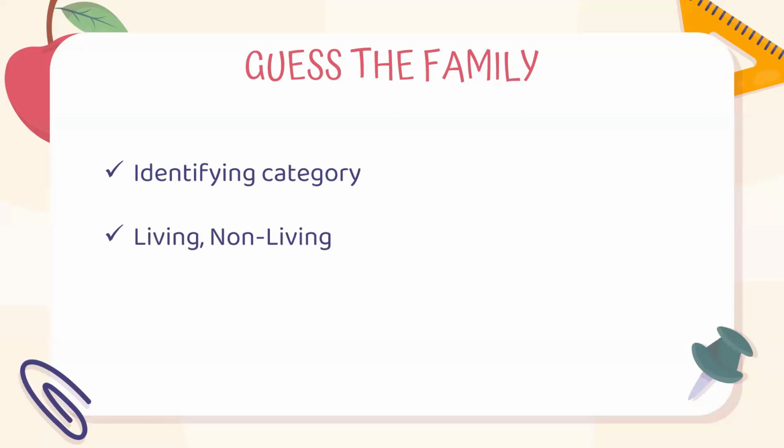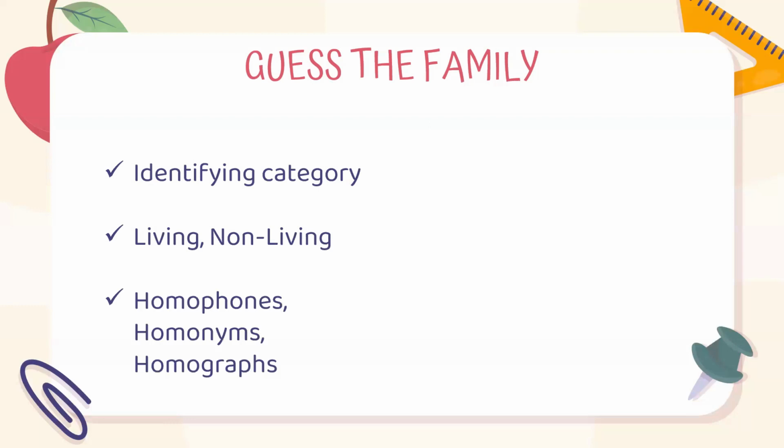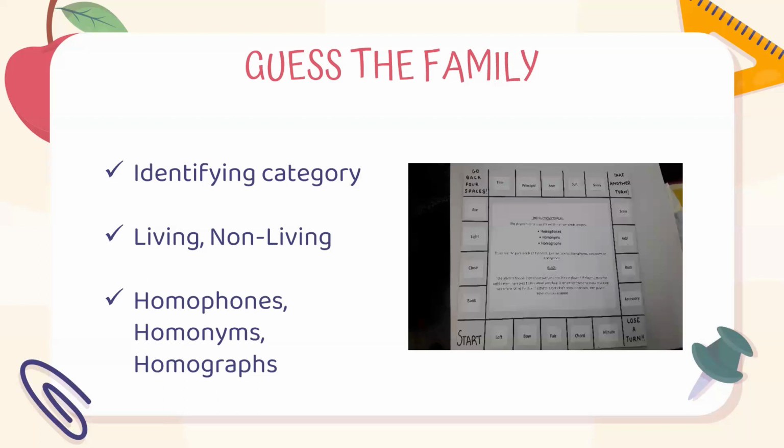So for example, you can include living or non-living things, or you can also include the concept of homophones, homonyms, and homographs. And this is what the board game should look like. You can use what I have designed, use this same method of designing your board game, and implement it in your class.